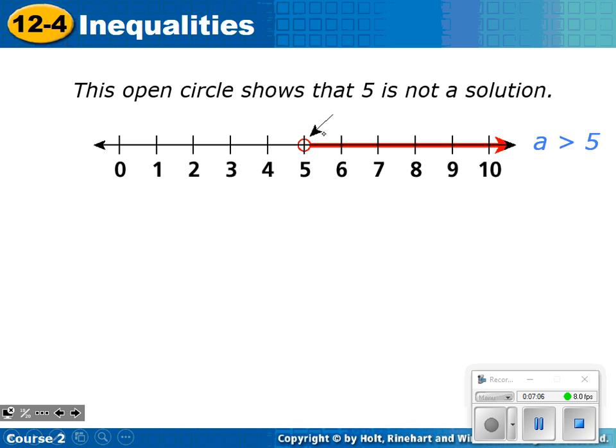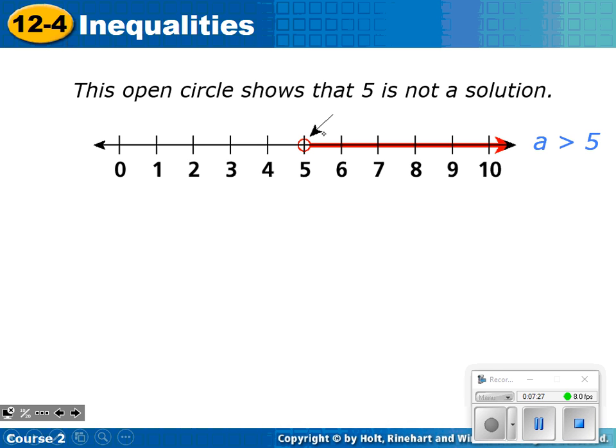First of all, A is greater than 5. What way is greater than on a number line? Right or left? Right. Greater than is always going to go to the right. Less than is always going to go to the left. The hardest part of this is deciding whether or not to include the number that's there.